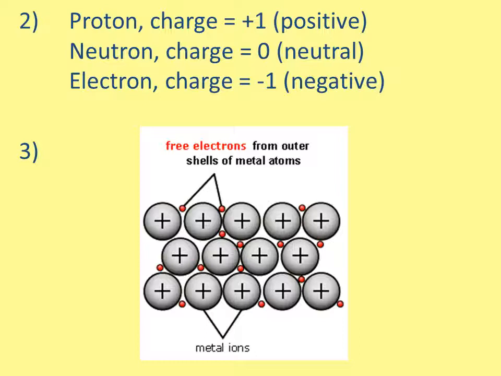And because the outer electron is able to move through the metal, what's left behind isn't an atom anymore because it's lost that electron to the sea of electrons. Therefore, what's left behind are these grey circles, and they are your positive metal ions. So the two things you need to note here are the positive metal ions and the sea of free electrons.